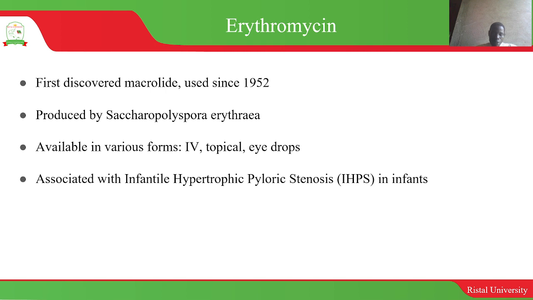Erythromycin was first discovered in 1952 and produced by Saccharopolyspora erythraea, as the name suggests. It is available in various forms. We have the IV form and then the topical forms and also the eye drops. We also have erythromycin eye drops, by the way. It's associated with infantile hypertrophic pyloric stenosis in infants, so that's why we need to be very careful when we are using this in pregnant mothers.